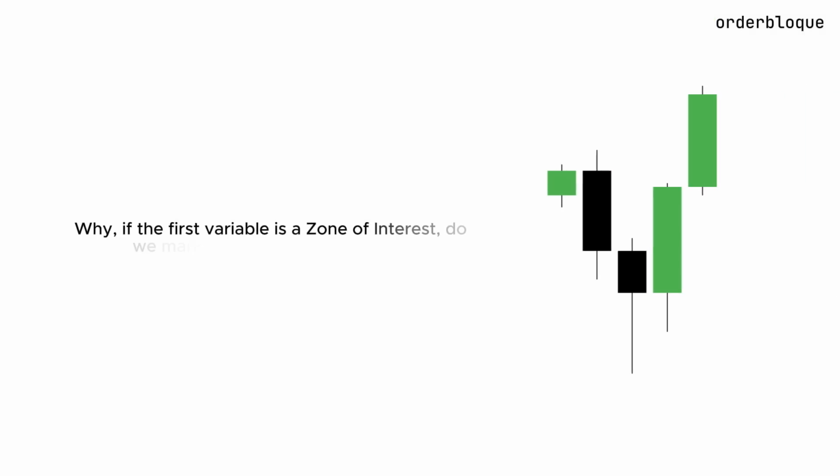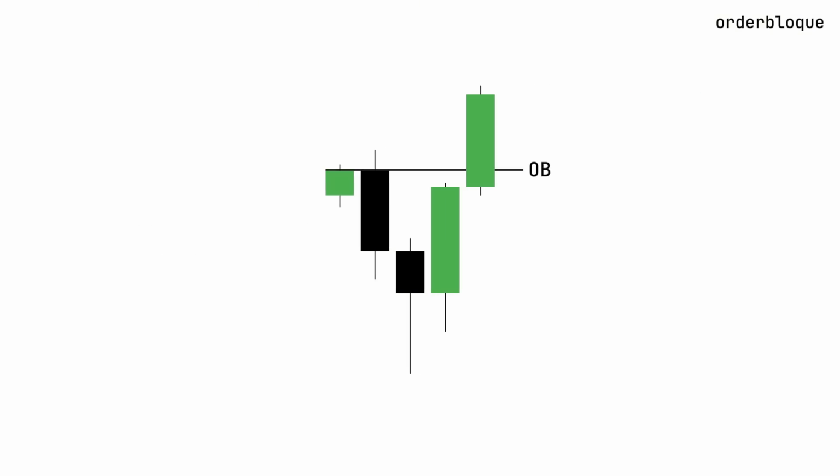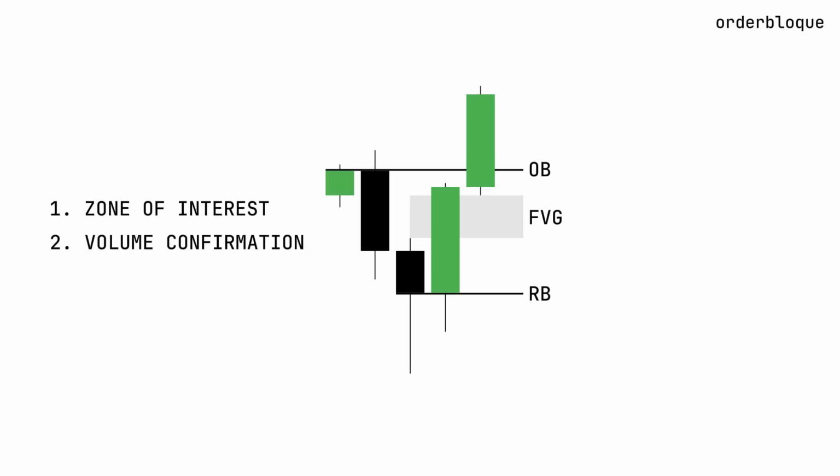I anticipate a question that might sound like this. Why, if the first variable is a zone of interest, do we mark it as VC in the algorithm? The point is that order block, rejection block, or fair value gap, already formed on the chart, automatically function as zones of interest. But, since these same variables also perform the function of volume confirmation, they effectively show that buying or selling volume has entered the market. Therefore, we can simply mark them as VC in the conservative interpretation.